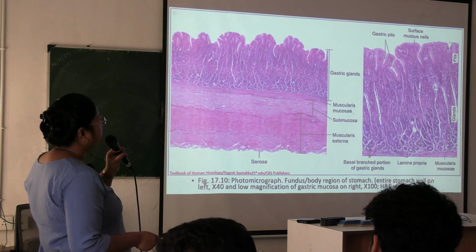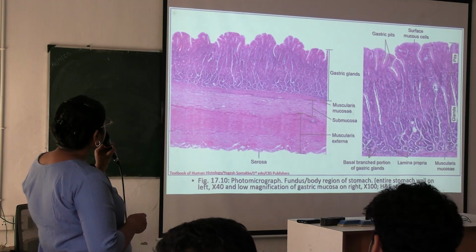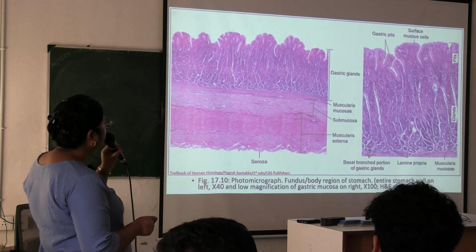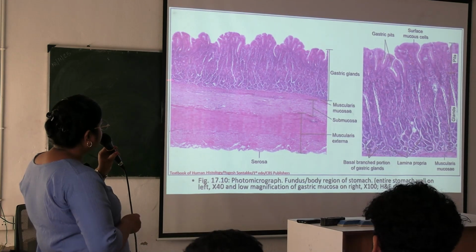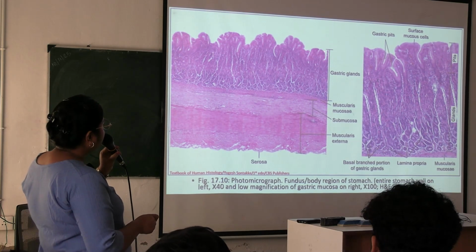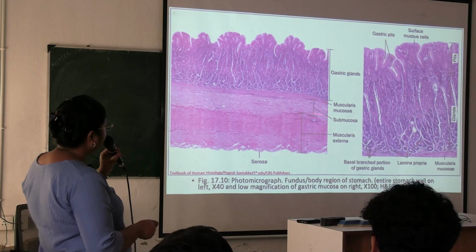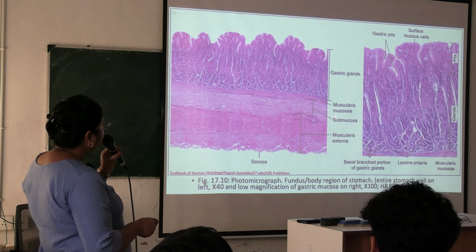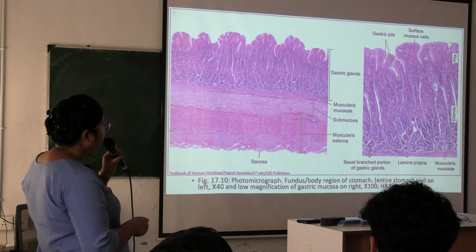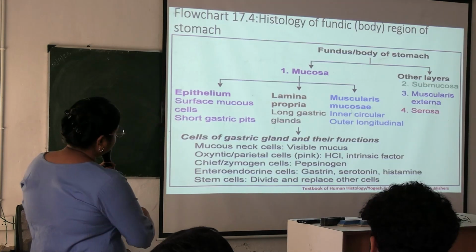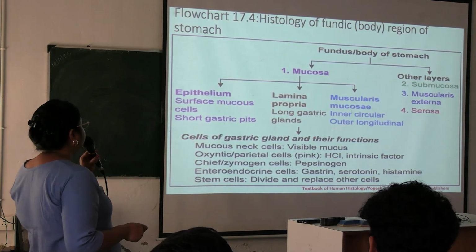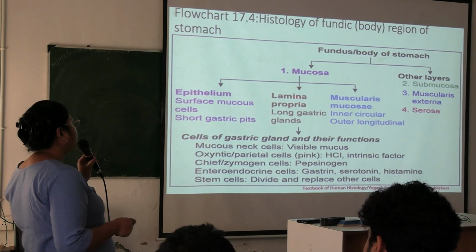This is also seen in high power microscope. These are the three layers of the mucosa: muscularis mucosa, lamina propria, lining epithelium. Here is the submucosa. These are muscularis externa, outermost is serosa. So this is the summarization of fundus or body of stomach.